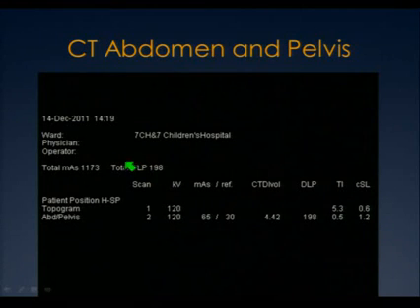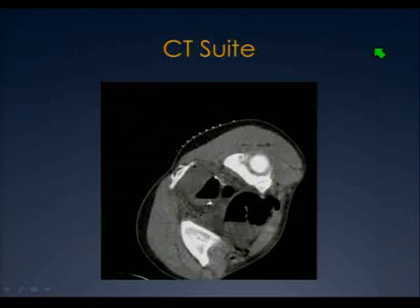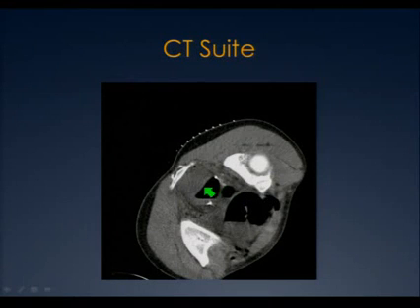So let's look. They did a pretty good job. Dose length product was low at 198. So I go back, flip the patient prone. We put the markers on so we can see where we're going, and we're going to go in this area.